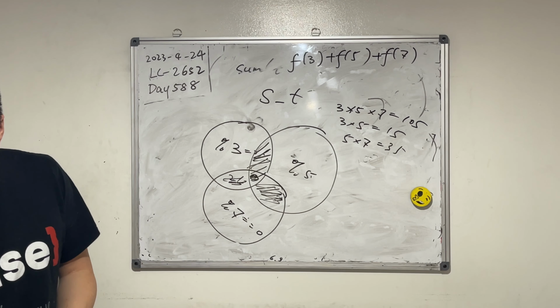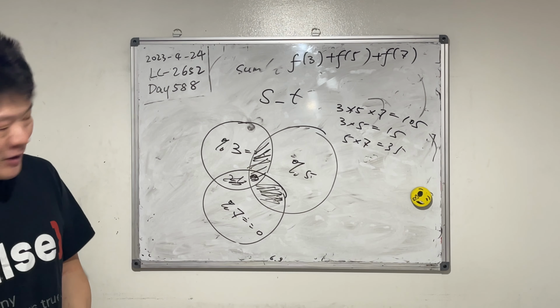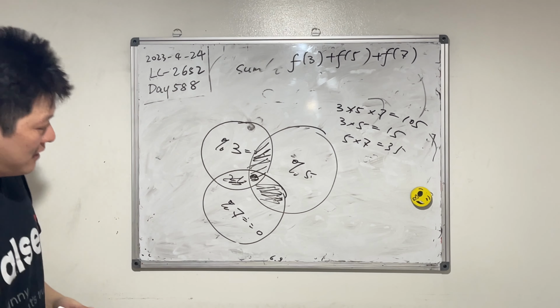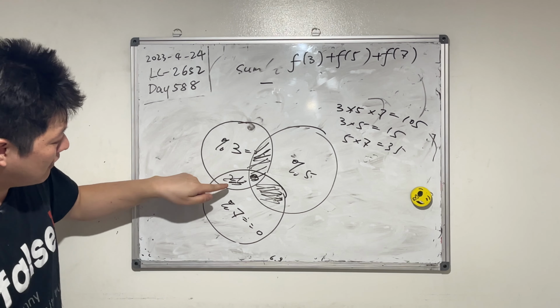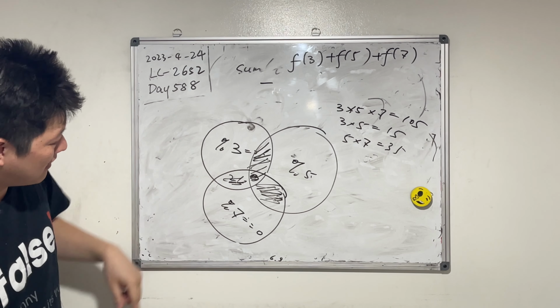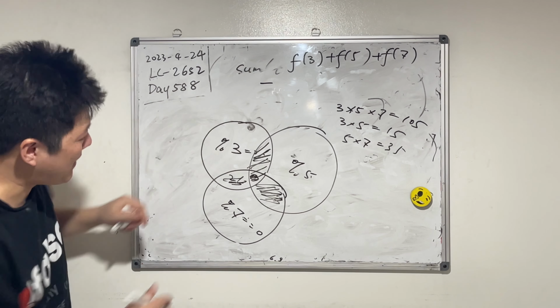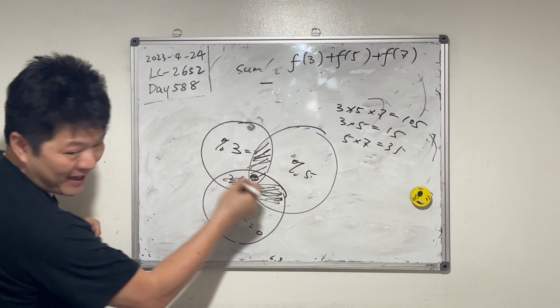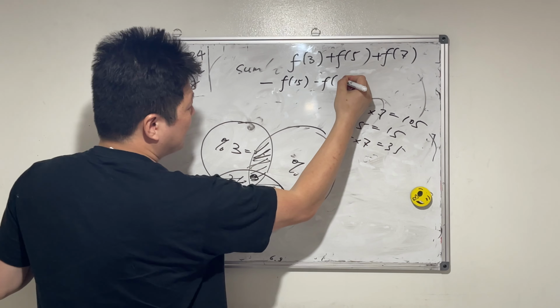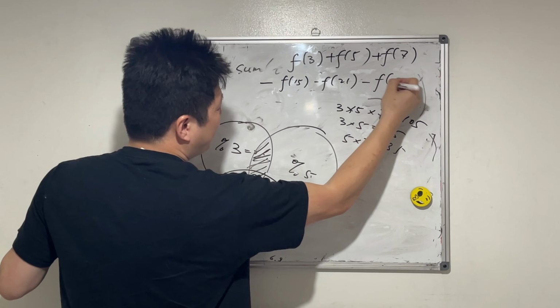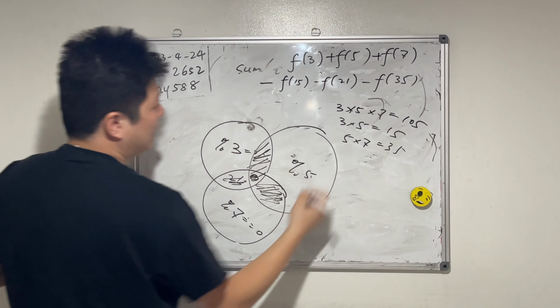Do we have overlapping? Yes. Which part do we need to subtract? The middle part. So which ones do we subtract? 3 and 5, 3 and 7, 5 and 7. Minus this one and this one. F15 minus F21 minus F35.